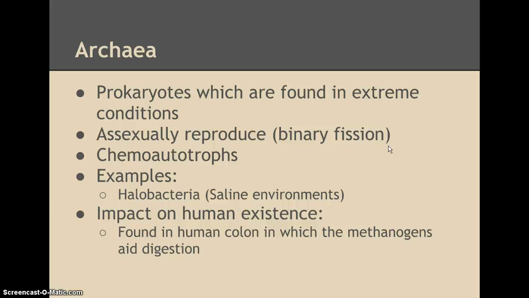So the final kingdom was Archaea. They're prokaryotes, which are generally found in extreme conditions: very cold, very hot, very salty, very saline. They reproduce asexually, for example by binary fission. They are another example of chemoautotrophs. An example of Archaea would be halobacteria. They live in saline environments, very salty, and they impact humans. They are found in the human colon, in which they act as methanogens and they aid digestion. And methanogens release methane gas, which we know has a very foul odor, and I think we know where that ends up.